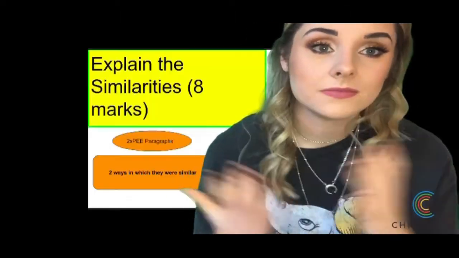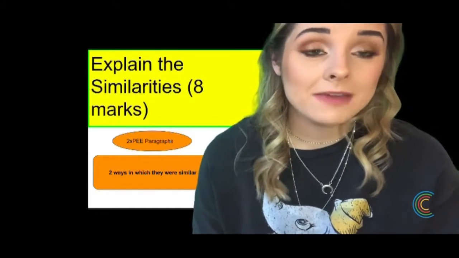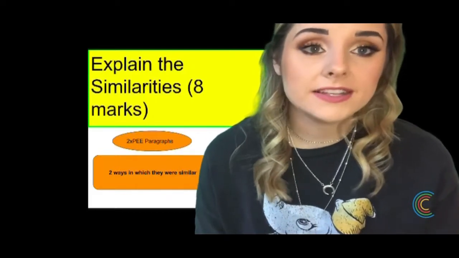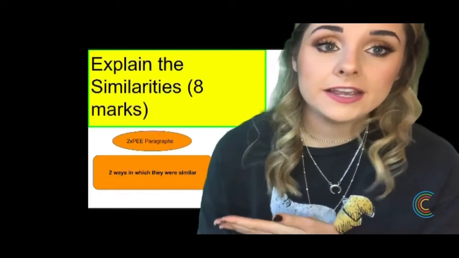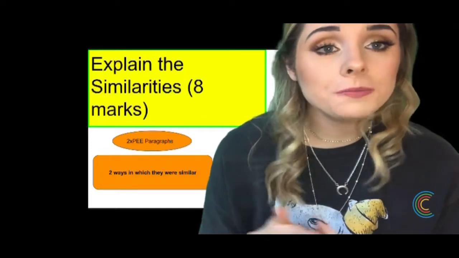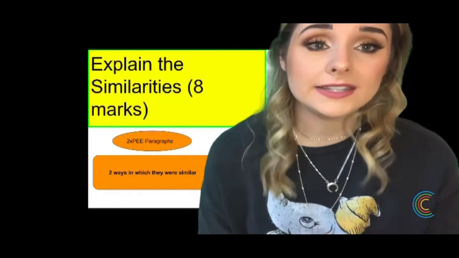So now we're going to look at how to answer the question. I've got here, explain the similarities. You will be asked in the exam to explain two similarities between two different events. And this is worth 8 marks. You can see here, I've given you a bit of a structure on how to answer that. So you're going to go for 2 PEE paragraphs, and you're going to identify, it says in the question, 2 ways in which they were similar.